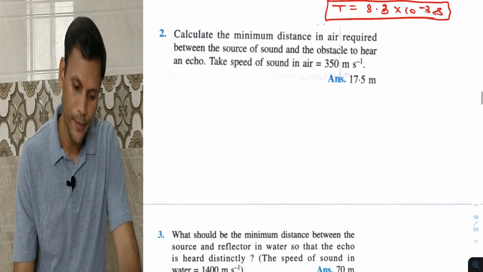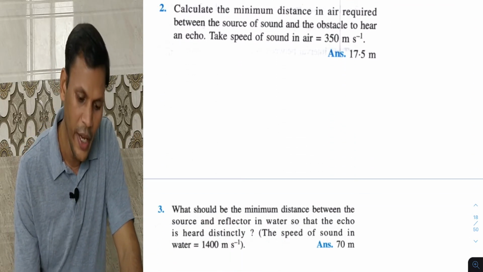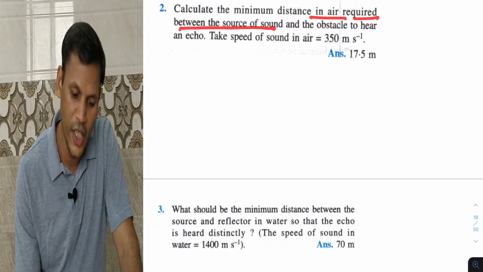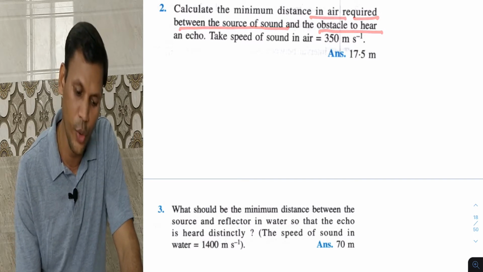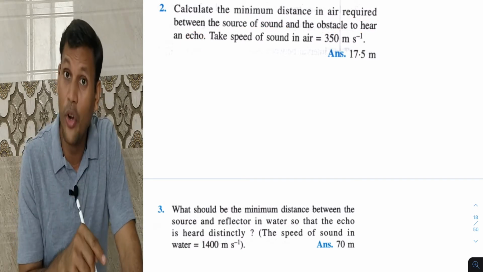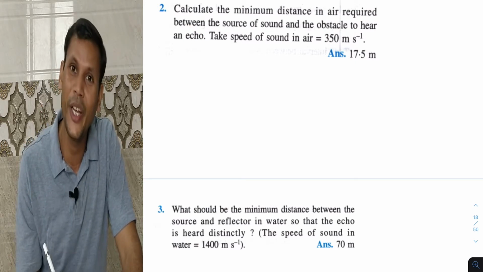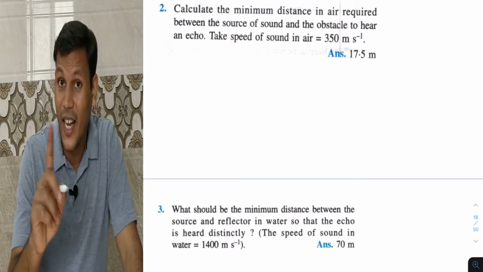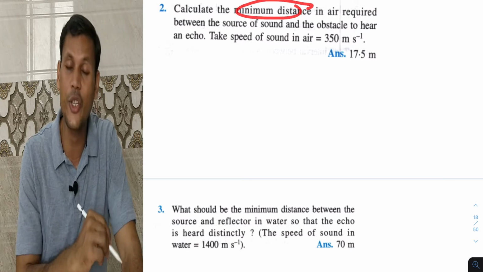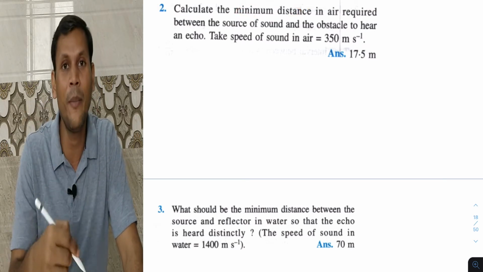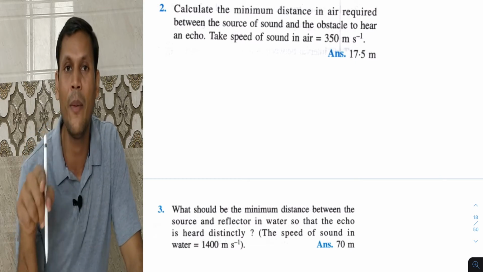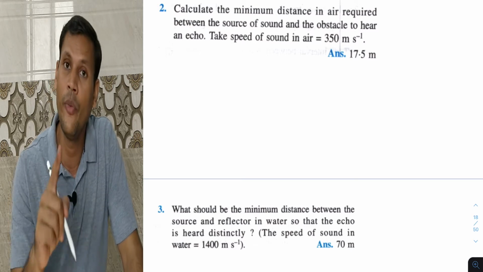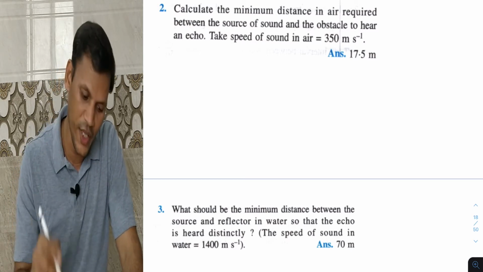Now second question, calculate the minimum distance in air required between the source of sound and obstacle to hear an echo. So for echo formula we have to use 2D equals V into T, and velocity is given, time is not given. Minimum distance is to be calculated, and we know for minimum distance time should be minimum, and minimum time for the echo is 0.1 second. So we will use T equals 0.1 second.